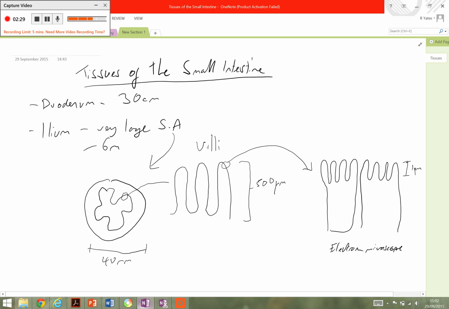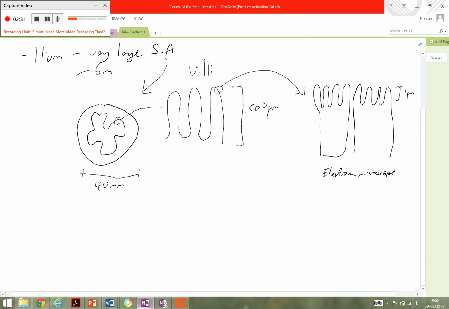But in total, the surface area that these microvilli give the small intestine is around about 2,000 meters squared. Okay, 2,000 square meters. So really, really big. You also have things to aid the rate of absorption here.